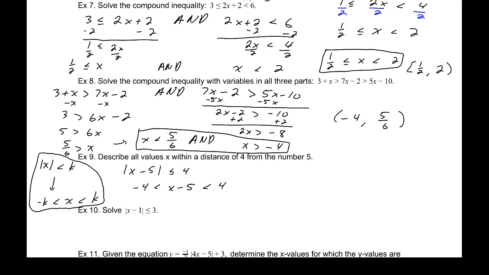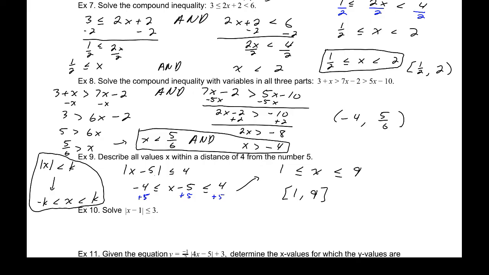So solving this, I'm going to add 5 to all 3 sides, which leads me to 1 is less than x is less than 9. Or less than or equal to. I left off my equal to there. All right, so in interval notation, that is 1, comma 9, brackets on both ends.